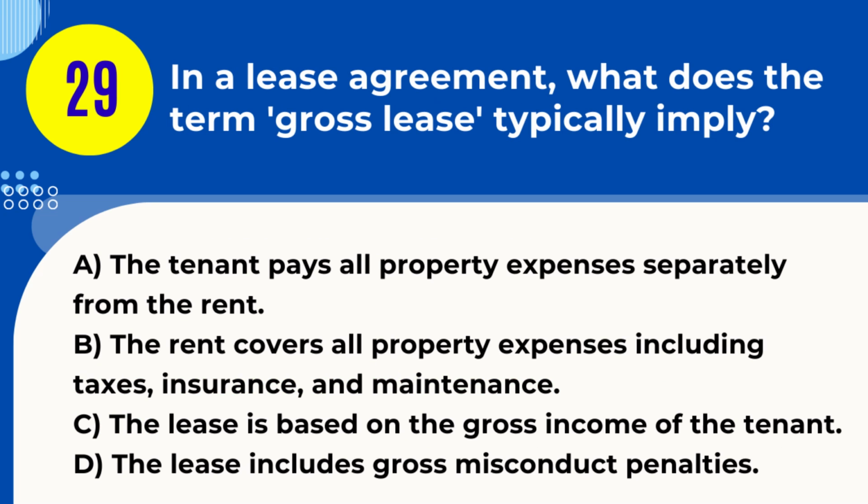Question 29. In a lease agreement, what does the term gross lease typically imply? A. The tenant pays all property expenses separately from the rent. B. The rent covers all property expenses, including taxes, insurance, and maintenance. C. The lease is based on the gross income of the tenant. D. The lease includes gross misconduct penalties.